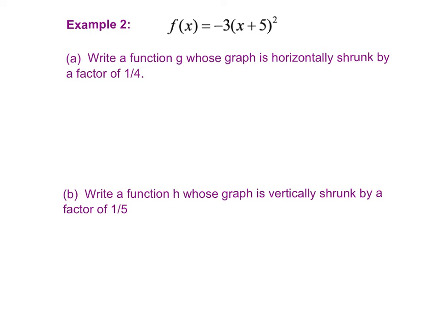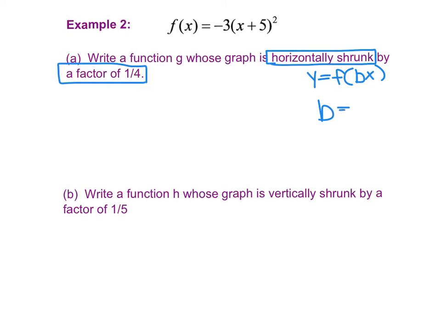So here in example 2, we're going to modify a quadratic function. And this one says write a function g whose graph is horizontally shrunk by a factor of 1/4. So because this is a horizontal shrink, we're going to be multiplying x by some b value that we need to calculate. Now, our b value is calculated by using that factor. So we have b is equal to 1 over our factor, or the reciprocal of our factor. Now, if you're like me and looking at that, that looks really messy. That is a fraction within a fraction.